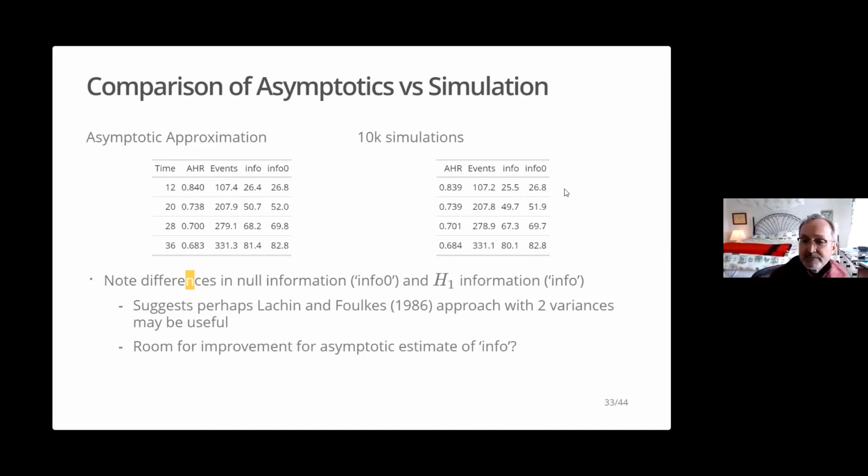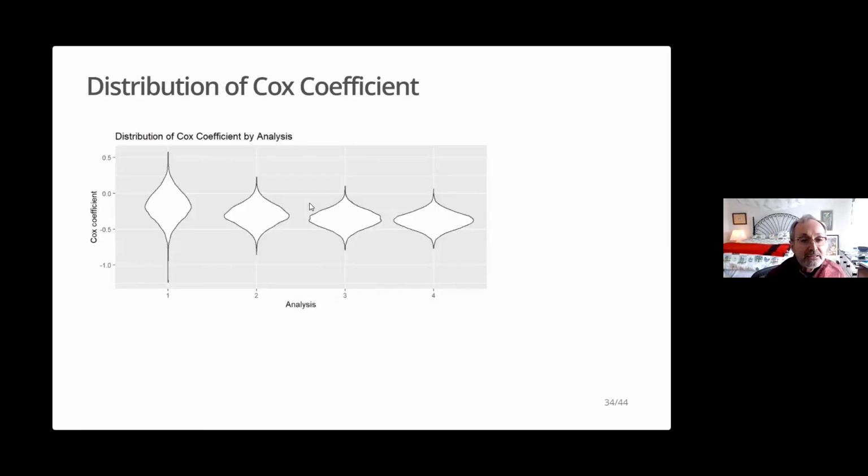I will not talk about statistical information. I look at statistical information under both the null and alternate hypothesis, but I won't say any more than that for now. Now, having those simulations, I can look at the distribution of the Cox coefficients at interim analysis. You can see they flatten out nicely as you go through the trial. This is all under the alternate hypothesis, again, with the same times.